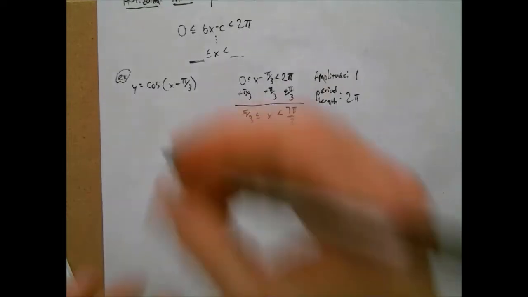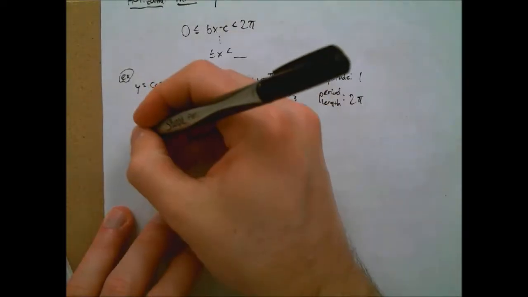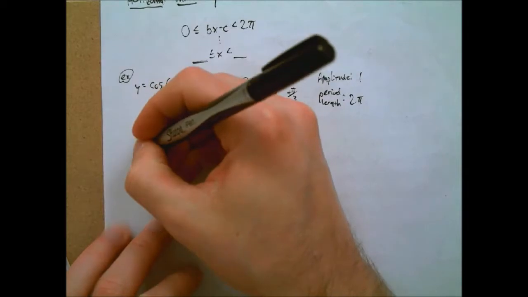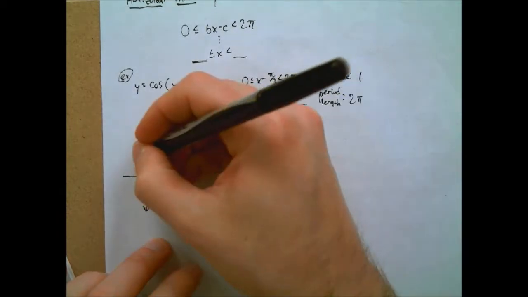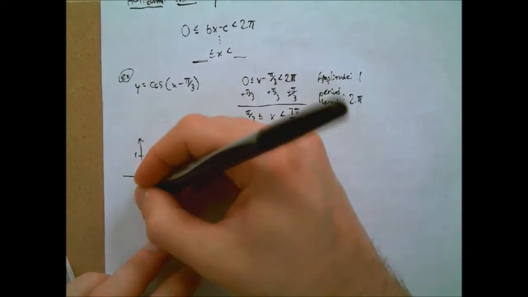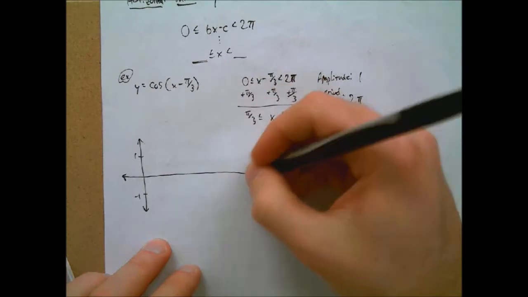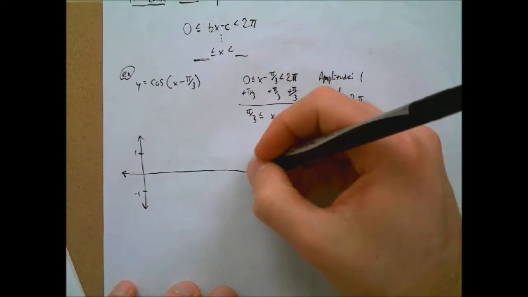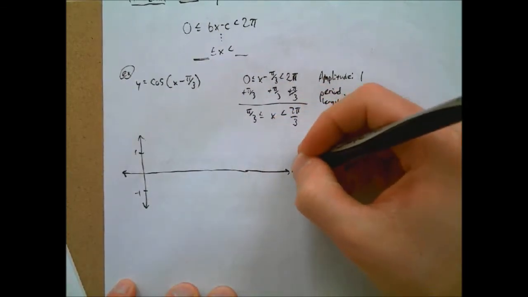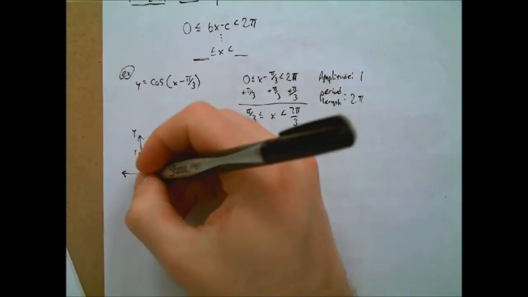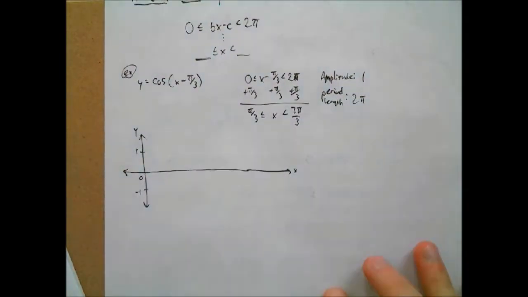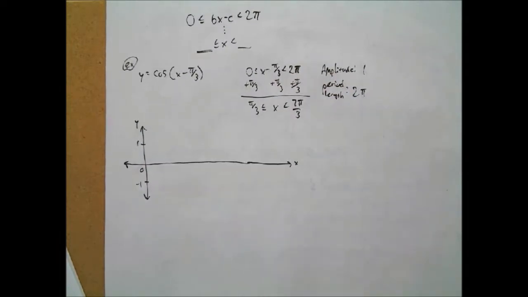But more importantly, let's take a look at this sketch. So how do I go about sketching it? Well, again, with your y-axis, knowing our amplitude is 1, we only have to go up 1 and down 1 from the x-axis there. And I guess I'll do 2 full periods here. Okay, so I put 0 there, right? Because that's where the y-axis intersects the x-axis.